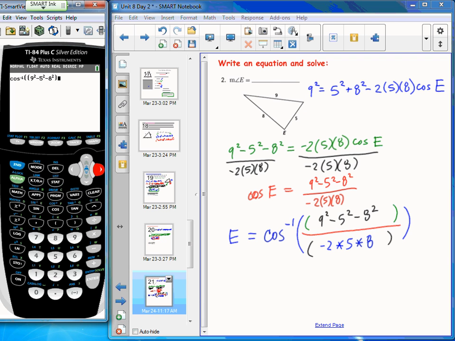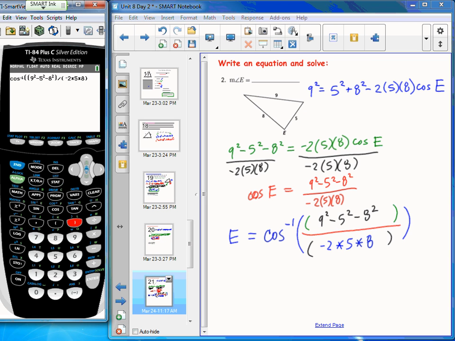Close numerator. Divide by open denominator. Opposite of 2 times 5 times 8. Every year, students make a mistake on the find the missing angle using law of cosines question on the test and the quiz, and they lose points here. So I want everybody to make sure you can generate the correct angle measure here.